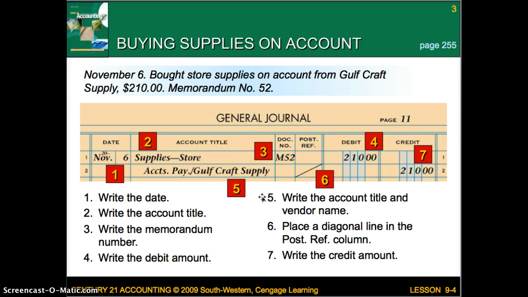So this you've done 100 times. Write the date. You know that you need to debit supplies because you are receiving supplies for $210. You need to credit your accounts payable for Gulf Craft Supply. It's memorandum M52, because we have a slash in our account title, we'll have our slash in our post reference.